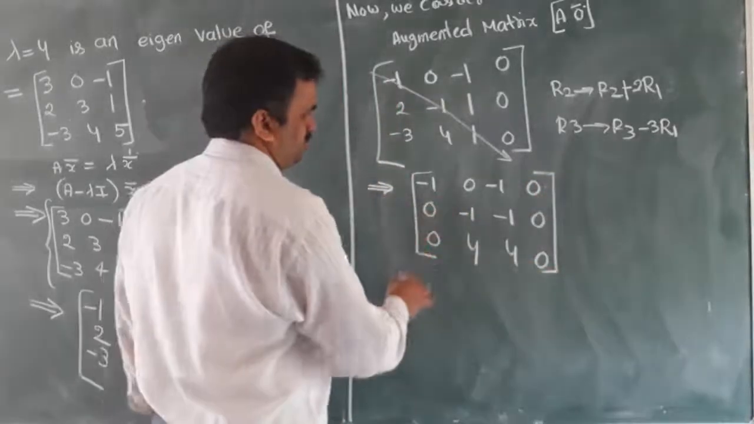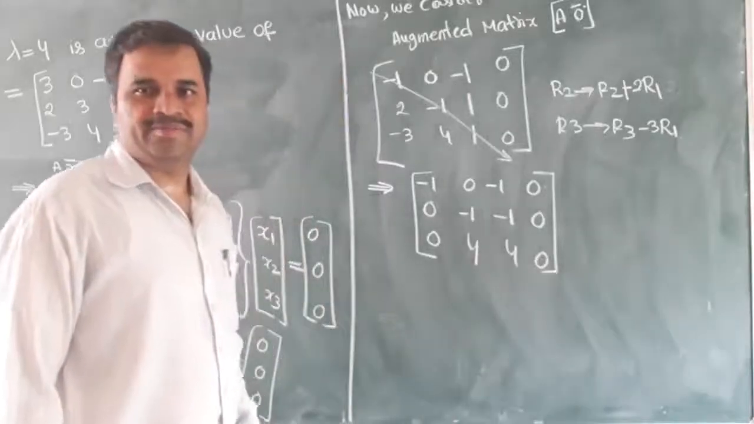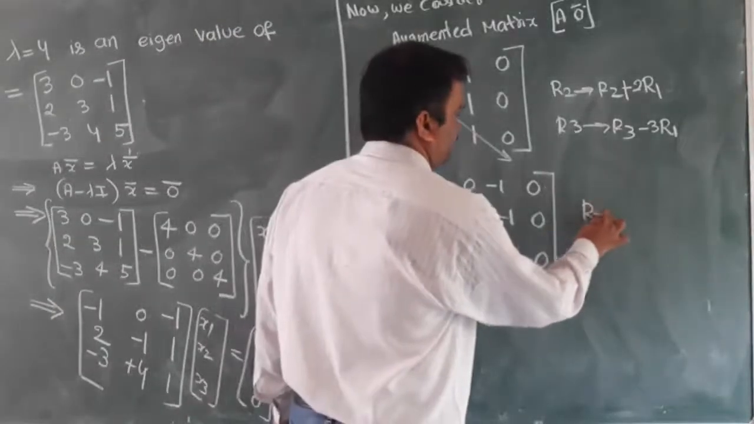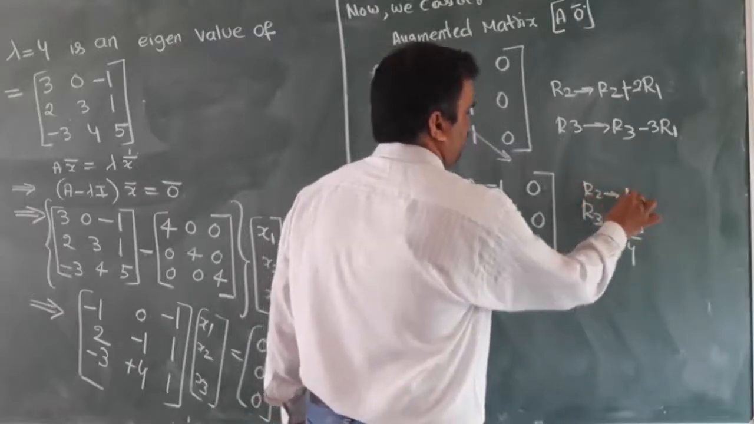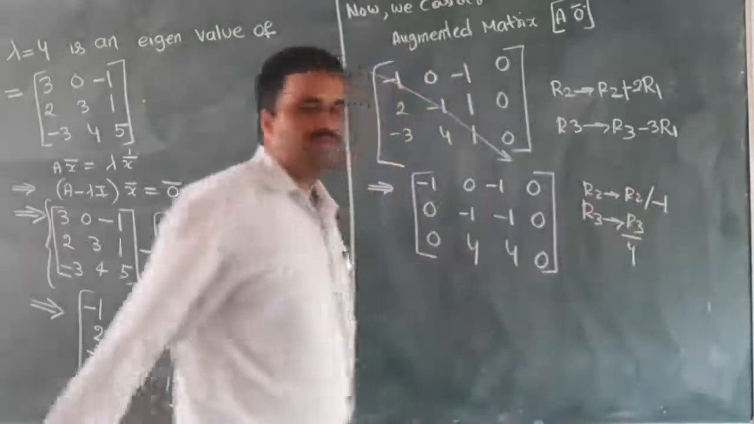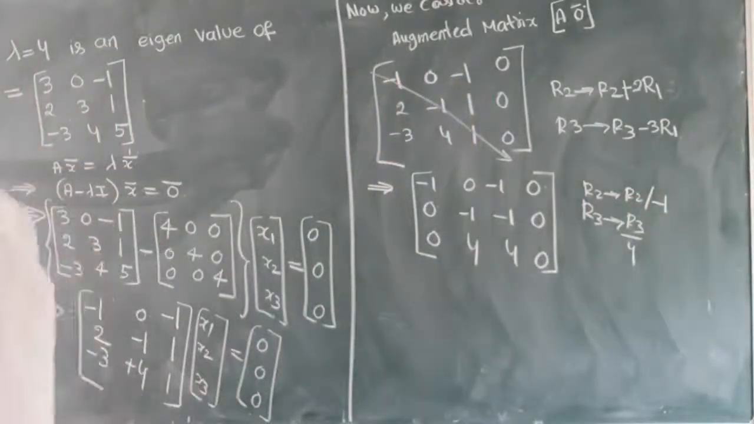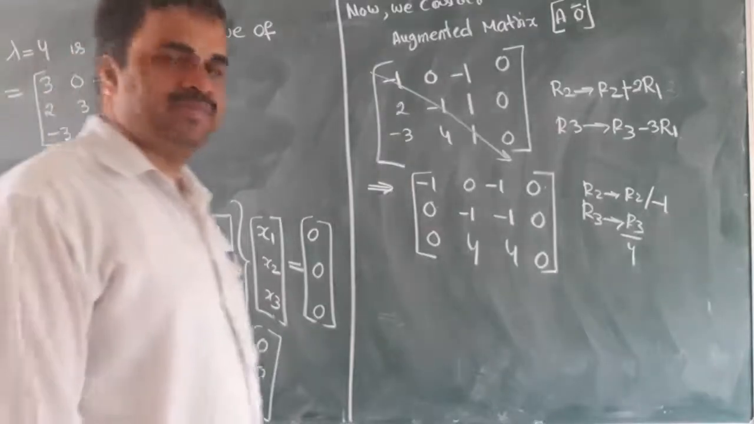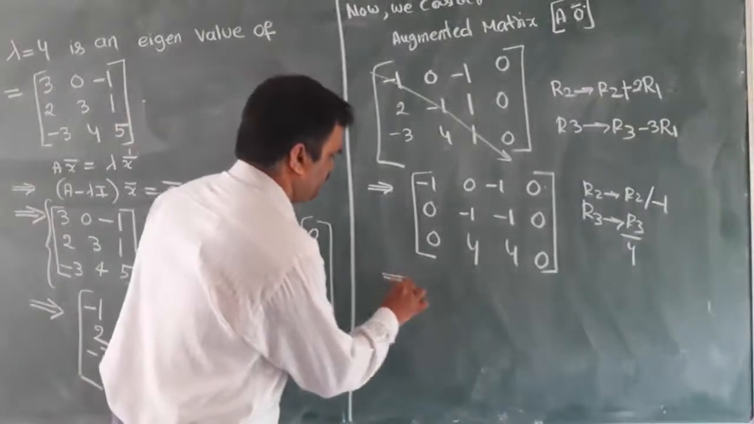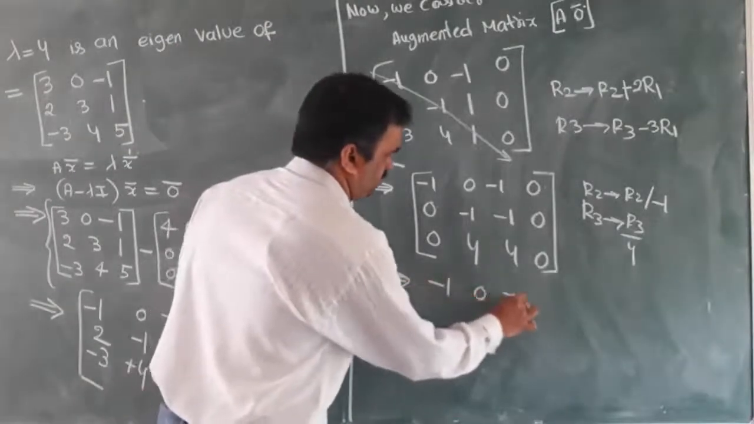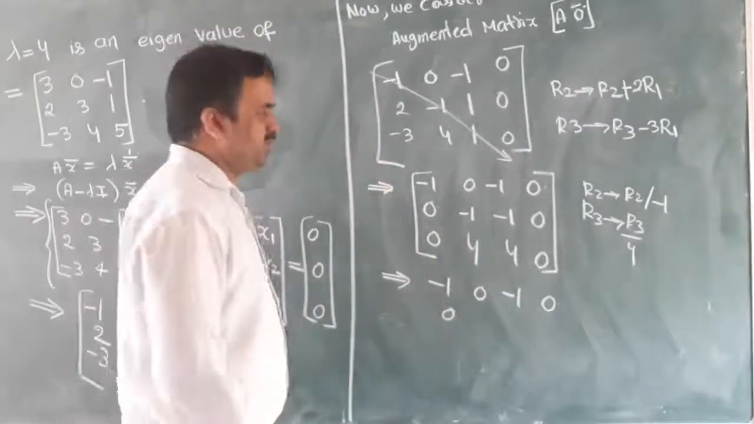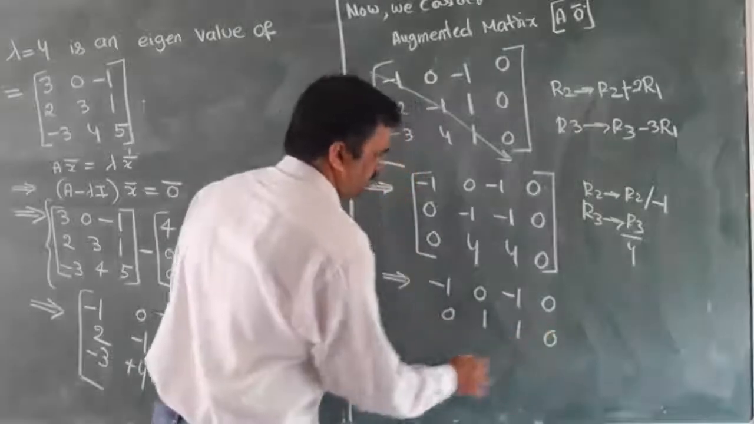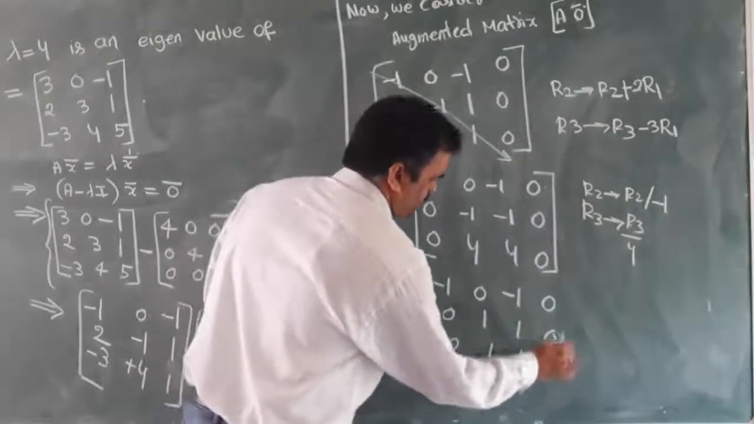We can divide R3 by 4 and similarly R2 by minus 1. R2 implies R2 by minus 1, R3 implies R3 by 4. Minus 1, 0, minus 1, 0. 0. We divide by minus 1, no? We'll get 1, we'll get 0, 1, 1, 0. Here also we get 0, 1, 1, 0.